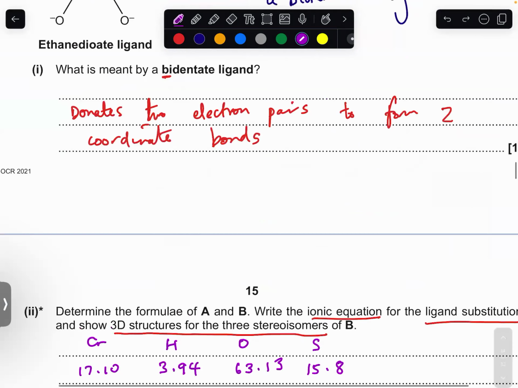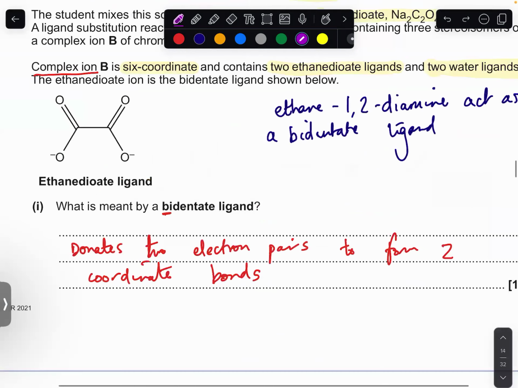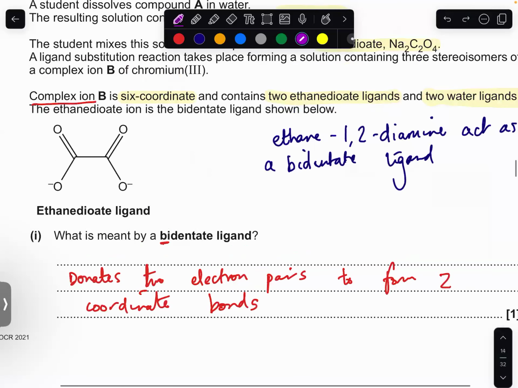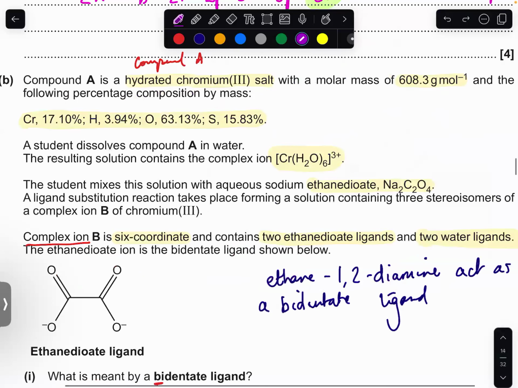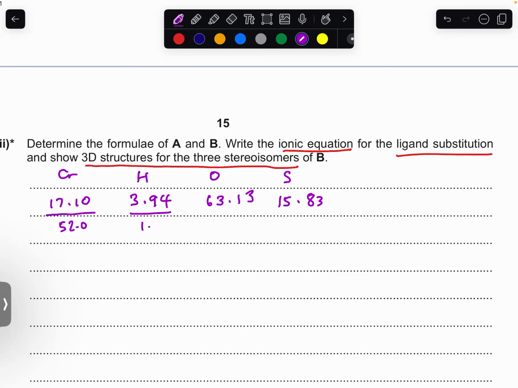Chromium is 52.1, hydrogen 1, oxygen 16, and sulfur is 32.1. Let's work these out on the calculator.